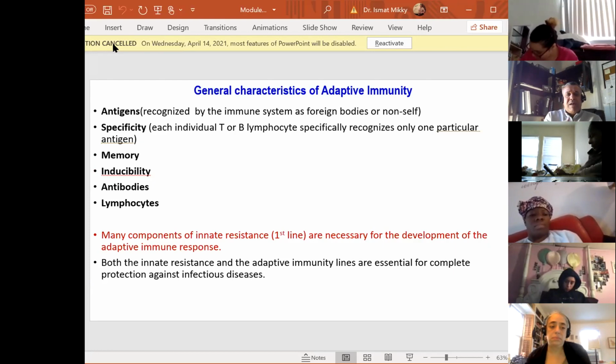And then the third line of defense mechanism would be the immune system, or acquired immunity, adaptive immunity, either passive or acquired. We'll talk about the different types of immunity in a minute. So the adaptive immunity.